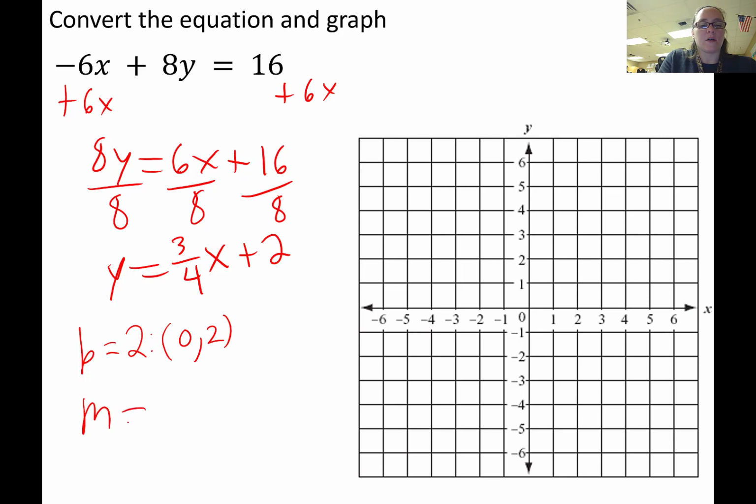And we have a slope of 3/4. All right, so I'm going to plot my y-intercept first, going up to 2 on the y-axis and putting a point. Then I'm going to go from there and count rise 3 and run 4. And I'm going to go down and work backwards from that y-intercept just to give me another point to work with. And we draw our line through the points.